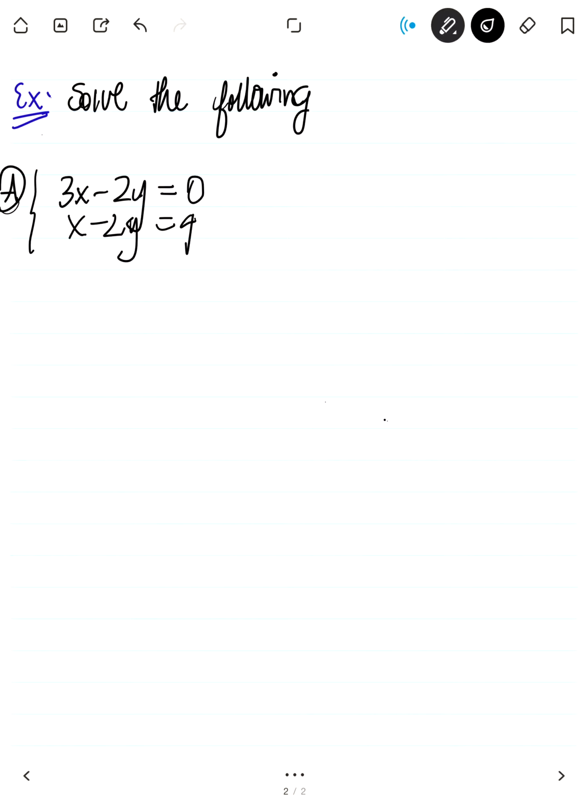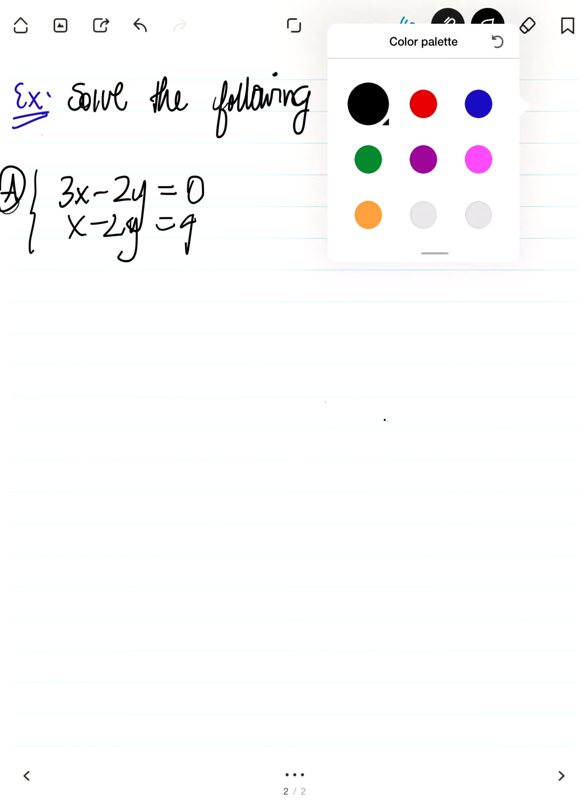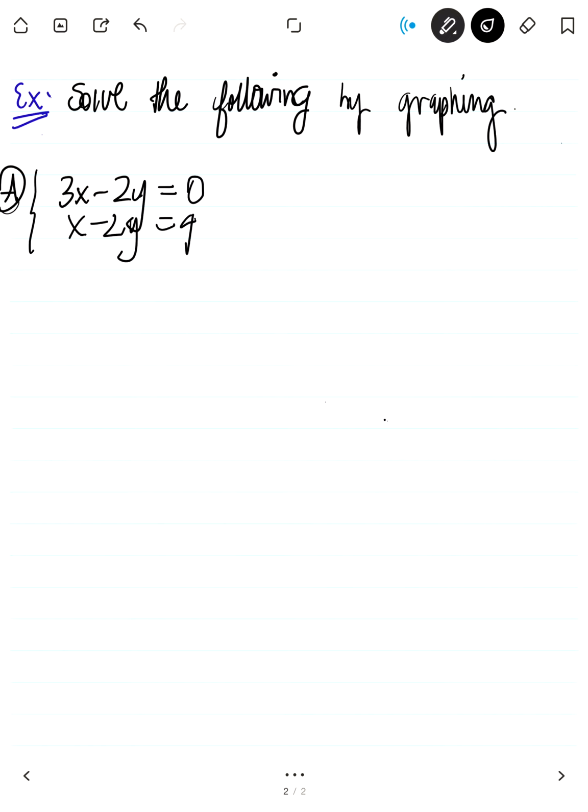Let's actually add that in our instructions. Okay, so solve this by graphing. In order to do that, what I would want to do is put both of these into mx plus b form, because for me that's the easiest way to graph. So you would start at the intercept, move by slope. If you want to use just intercepts, that's okay.